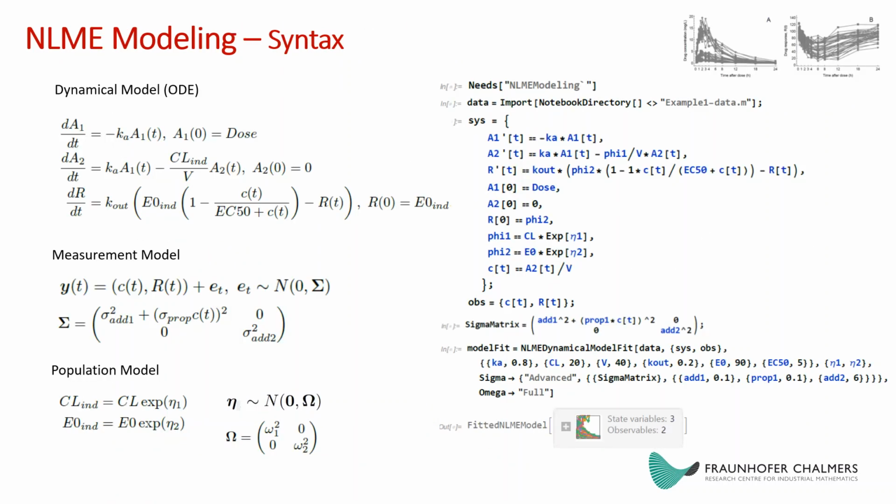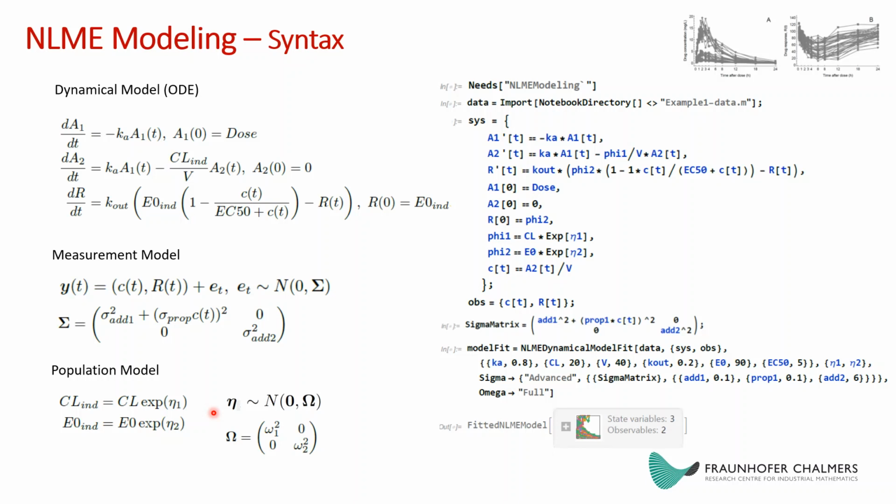Here to the left, the full dynamical system population model is shown. The population model is given in terms of fixed effects, which are parameters that are the same across all individuals, and normally distributed random effects, modeling the inter-individual variability.